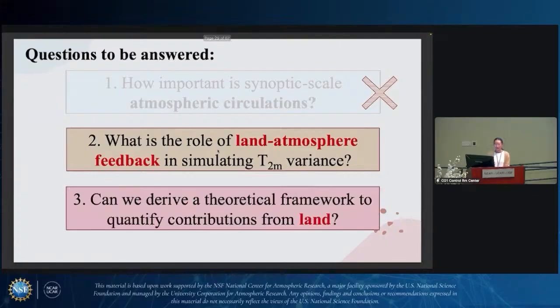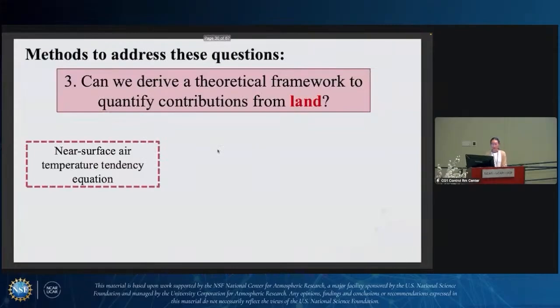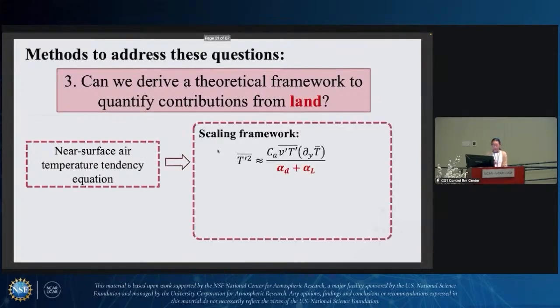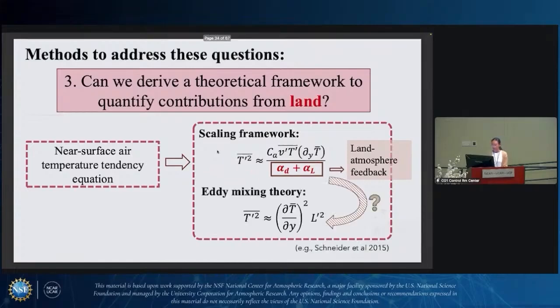But then we wanted to ask, can we derive a more theoretical framework to quantify the role of the land? So here we will start from the tendency equation of the near surface air temperature. From there, we will be able to derive a scaling framework that has the structure shown here. Specifically, the denominators are the parameters that control the feedback strengths of land-atmosphere. And we also have the eddy turbulent heat flux, as well as the temperature gradient, which acts to fuel the temperature variance. And then we will compare our framework to the traditional eddy mixing lengths to see how they connect with each other.